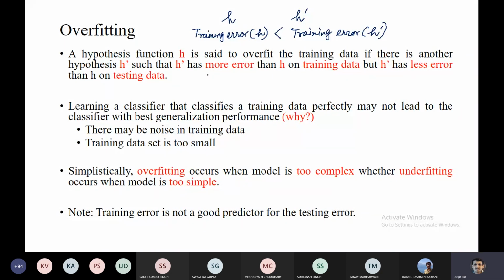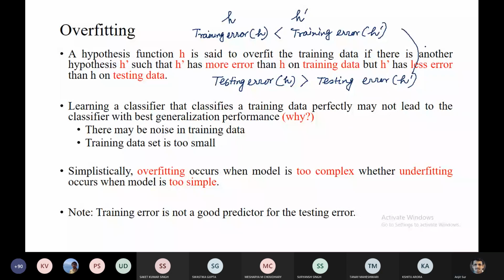So H bar has more error than H on training, but the testing error of H is greater than that of H bar. If both these two conditions hold simultaneously, then it's called overfitting.